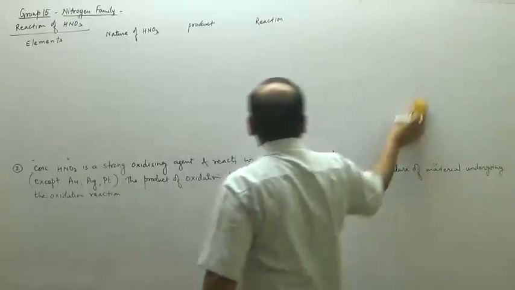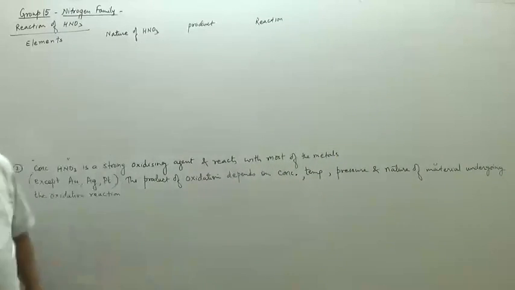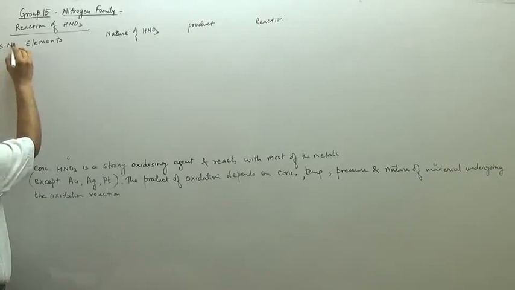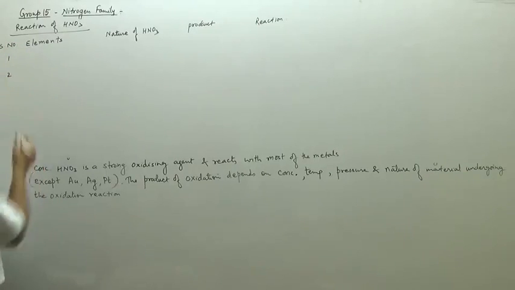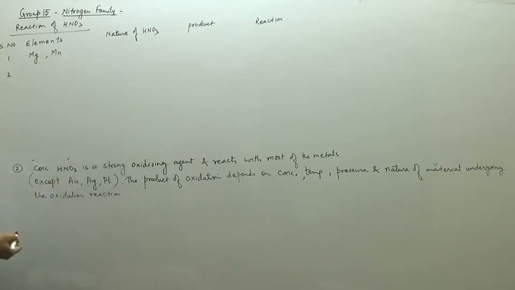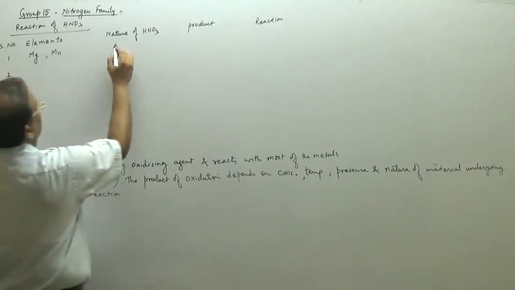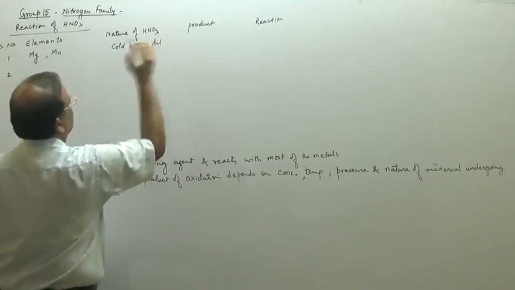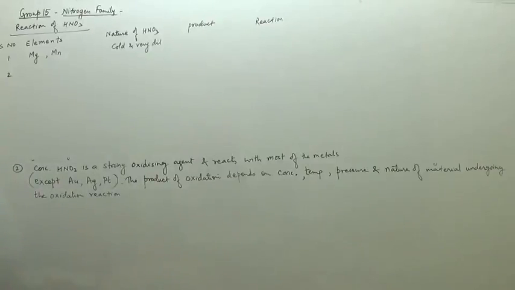Now what we can write is, suppose we are going to write the elements as 1, 2 like that. So if we are having an element, I'm going to write magnesium and Mn, manganese. The nature it is, I'm going to write, cold and very dilute HNO3. Then the product of the reaction in this case, we used to say, is metal nitrate.